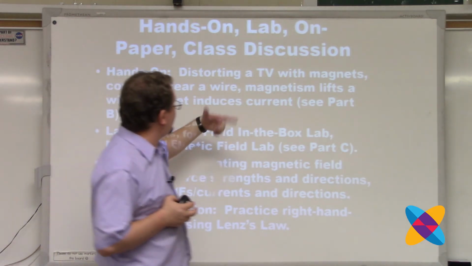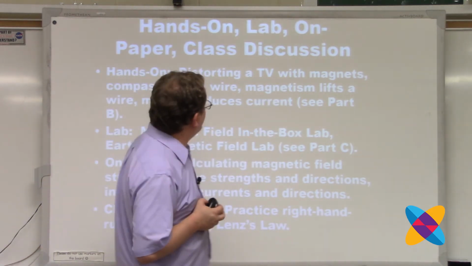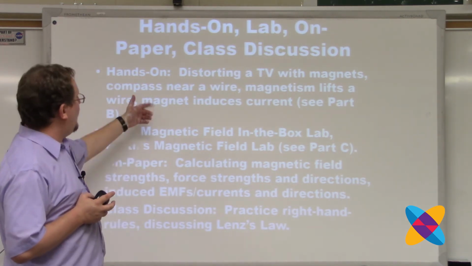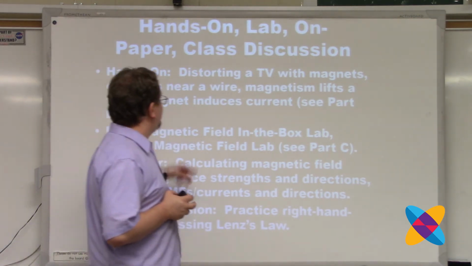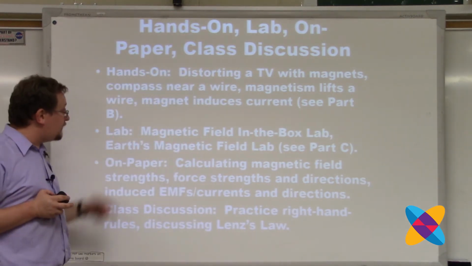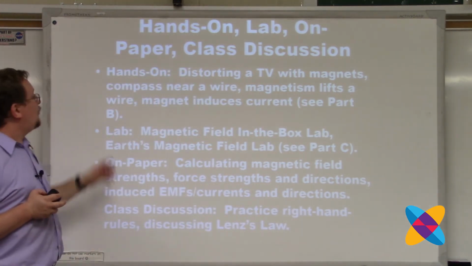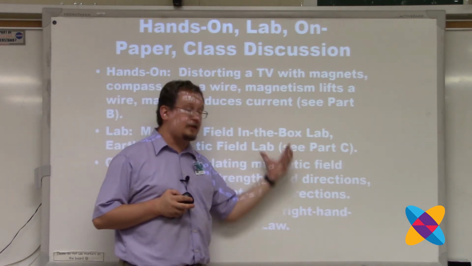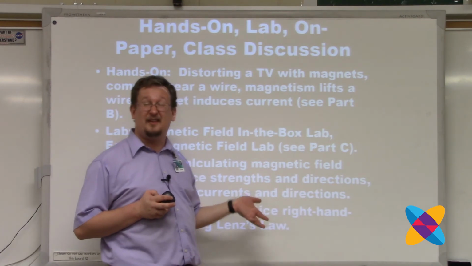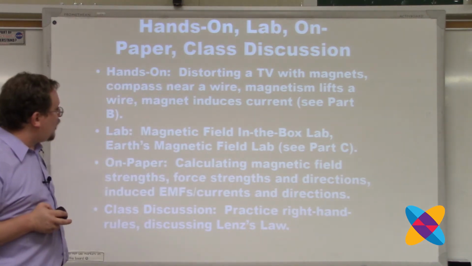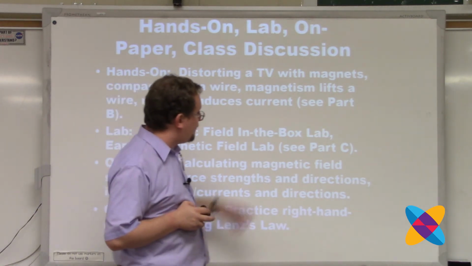Compass near a wire demonstration. How we can use magnetism to lift up a wire or push down a wire. How a magnet can induce current. That's part B. That's all demonstration stuff. For part C of this module, we're going to do a few labs. I call it the magnetic field inside the box lab. It's a lab where you're going to find and measure the magnetic field inside of the box using a current carrying wire. And then another one I call Earth's magnetic field lab in part C.